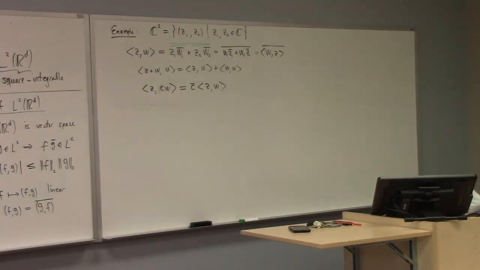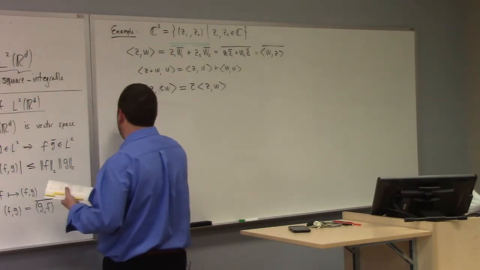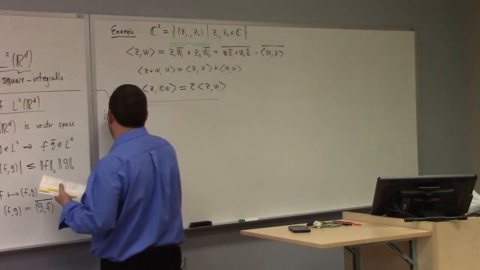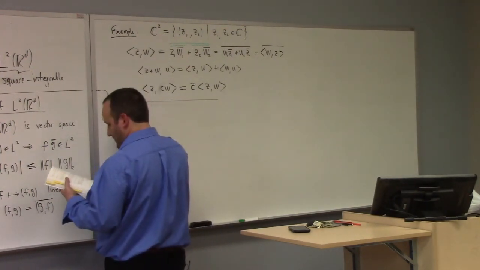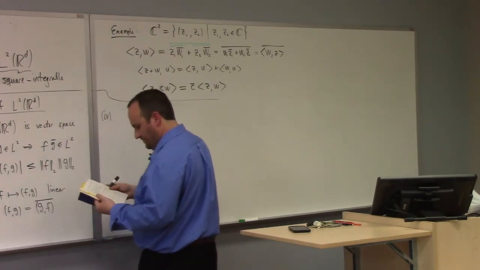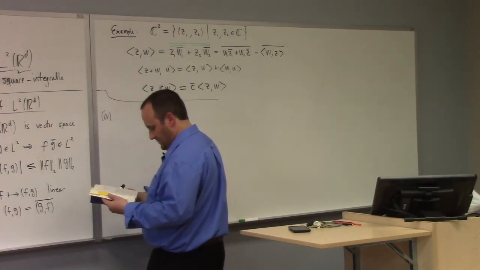All right, let me move along here. There is also, what else do we got? Part four, triangle inequality. I've lost my, oh, there it is.